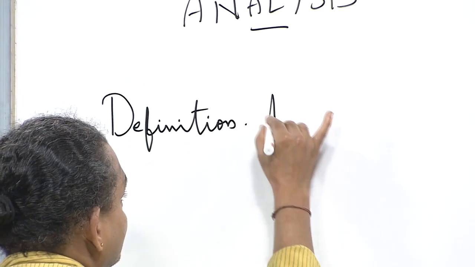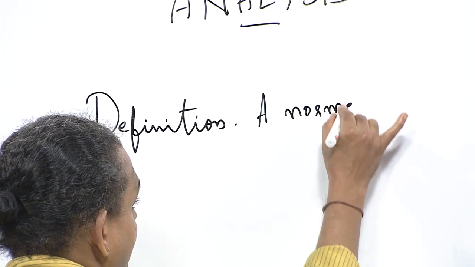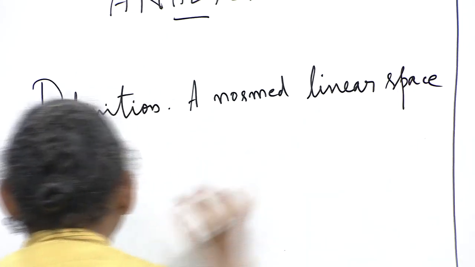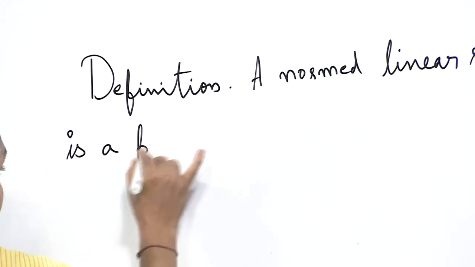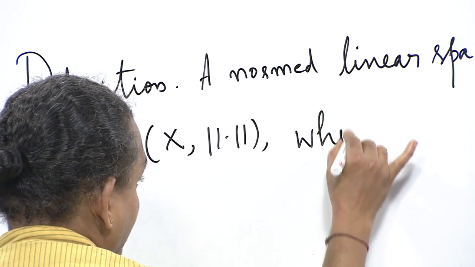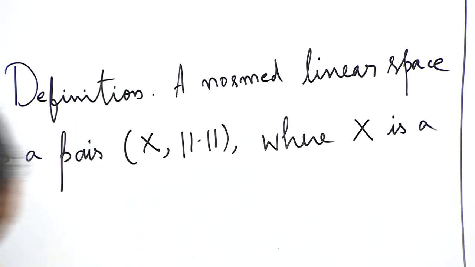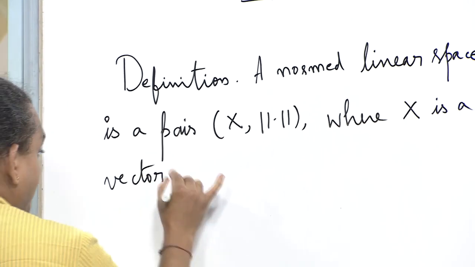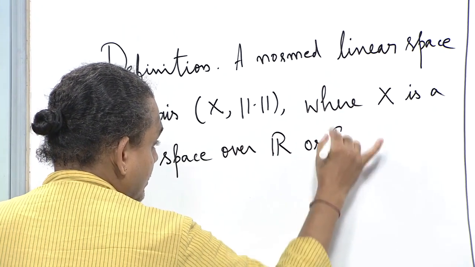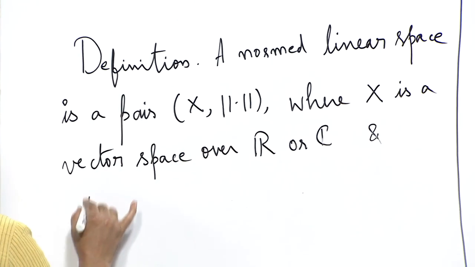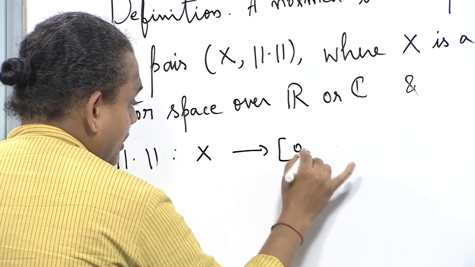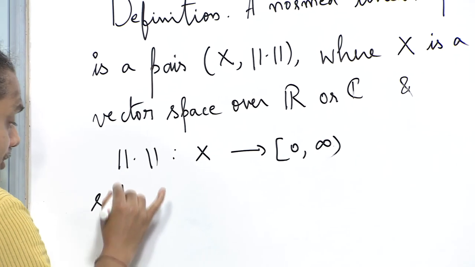Right. So, a norm linear space is a pair (X, ||.||) where X is a vector space over R or C, and the other one is a mapping from X to [0, infinity), satisfying the following.